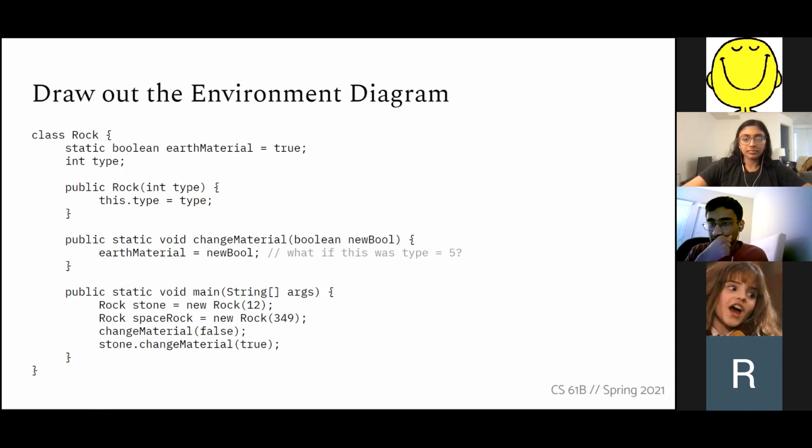Okay, that's been 3 minutes. I think it's not super easy to interact with what the environment diagram should look like, so I'll just walk through it. But I do want to ask someone this question that I posed here. What do you think would happen if, instead of this line, this method changeMaterial instead set type to 5? You could put it in the chat. So it would error, but okay, yeah. And specifically, why would there be an error? Why would it refuse to compile?